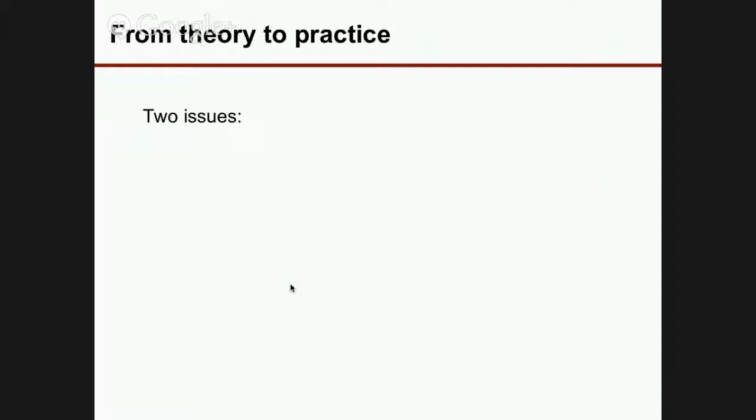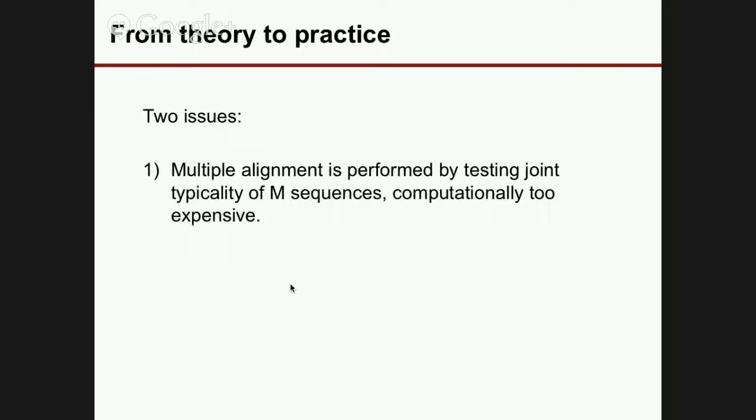So, this is the theory. But then I got another student who tries to implement this theory to build a real assembler, right? Because that's the goal. It turns out that there are several problems in implementing this. One is, if I want to do multiple alignment, basically I need to test whether M sequences should be close together. Computationally, this is really expensive.